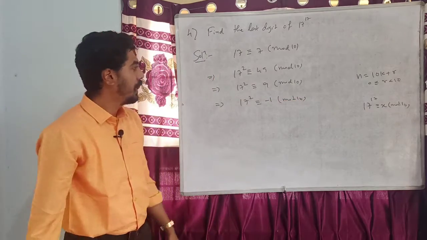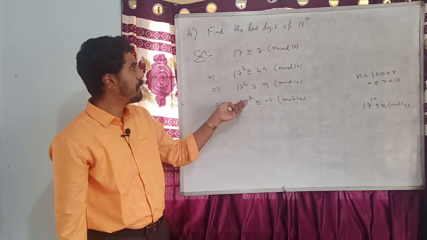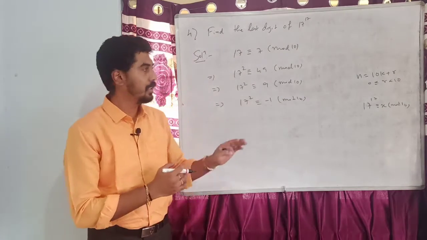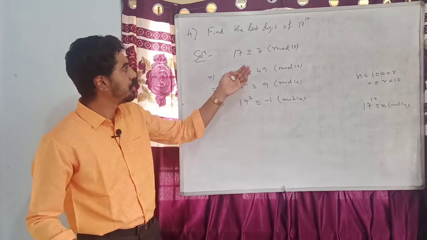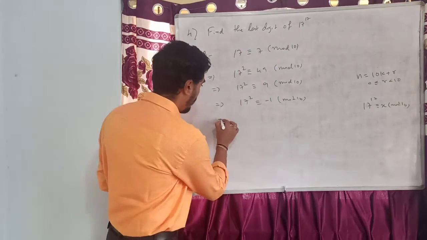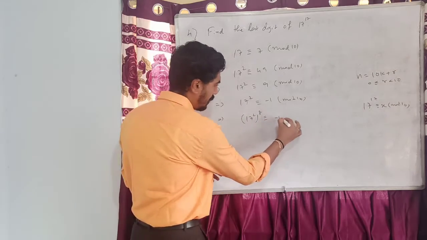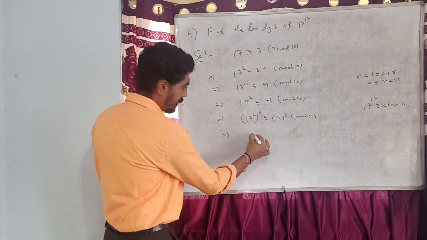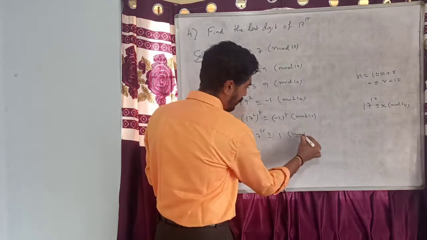Okay. So this is the first step, as I explained earlier. First we need to find a power of 17 which is congruent to 1 or minus 1 modulo 10, and later the things are simple. Now raise the power on both sides, so we should get something nearer to 17 power 17. If I raise 17 square to the power 8, it should be congruent to minus 1 power 8 modulo 10. This implies 17 power 16 is congruent to 1 modulo 10.